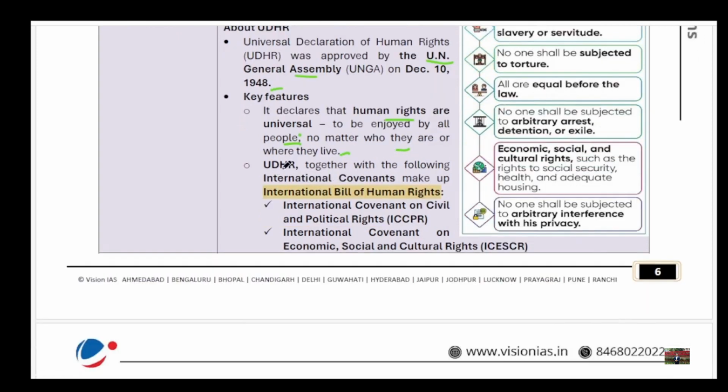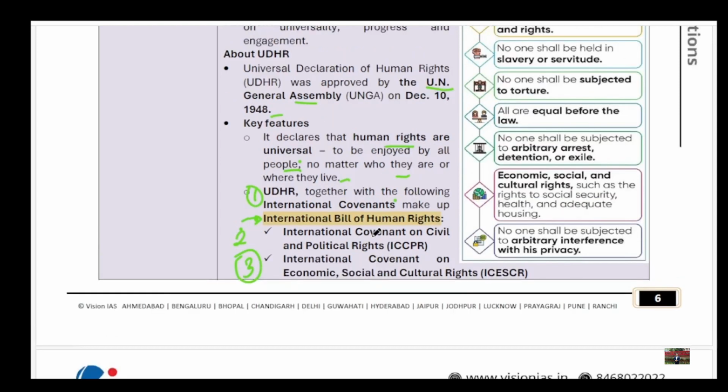So Universal Declaration on Human Rights, together with the following international covenants, make the International Bill of Human Rights. So there is an International Bill of Human Rights. It basically has three important covenants or law. The first one is Universal Declaration on Human Rights. The second important covenant is International Covenant on Civil and Political Rights, and the third important right is the International Covenant of Economic, Social, and Cultural Rights. Combining all these three covenants together, the International Bill of Human Rights is formulated.